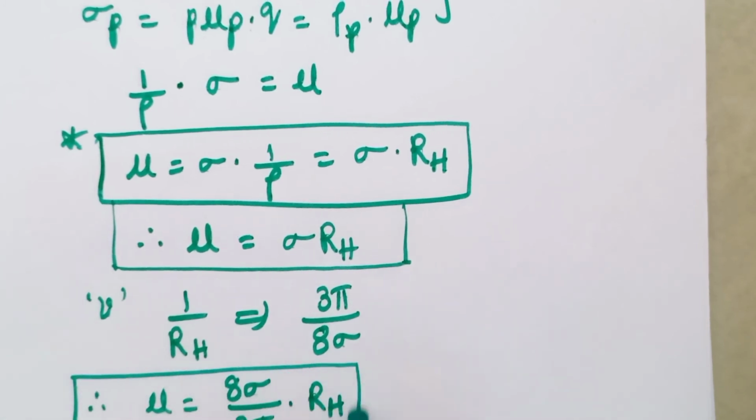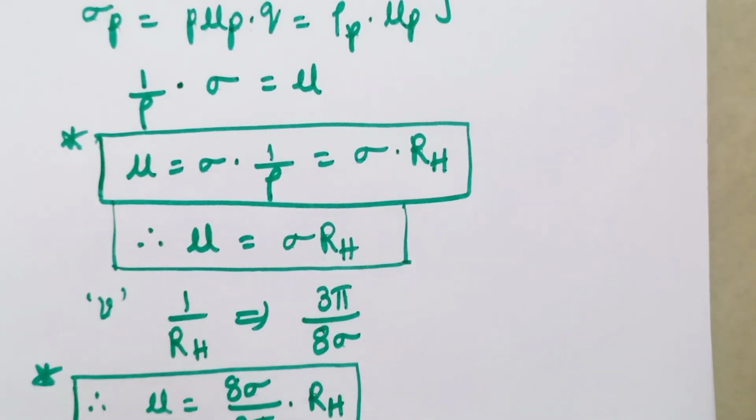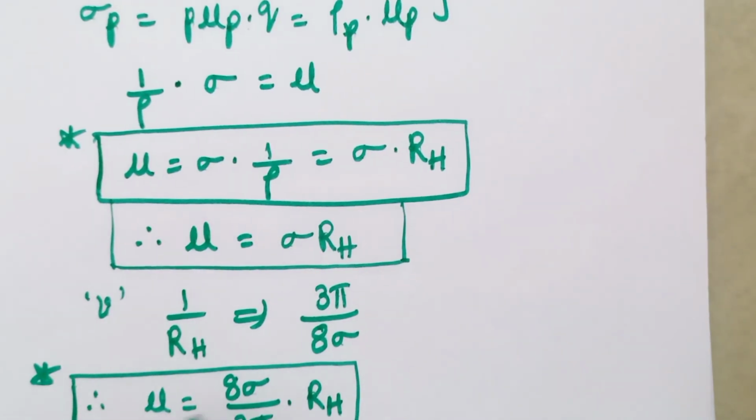So this is the modified form of the mobility expression using the Hall coefficient. Multiply RH by 8 sigma by 3 pi, then it becomes a modified Hall coefficient. Thus, the mobility of carriers can be determined experimentally using the Hall effect.